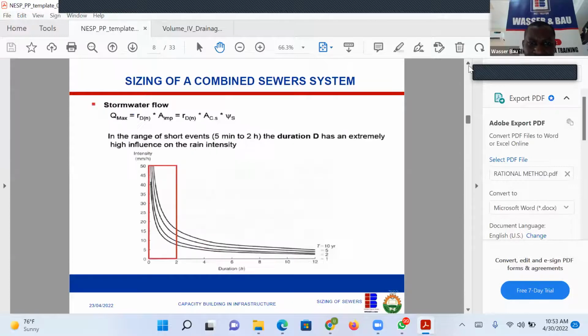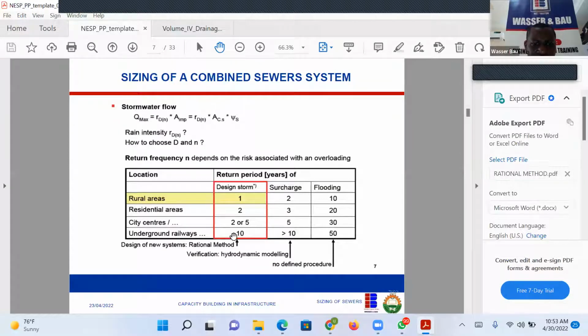So after then, you have done that. So for new systems, this is what we use here. So for rural areas, we're going to use 1. Okay, and so on.